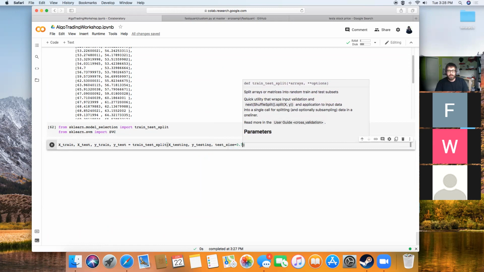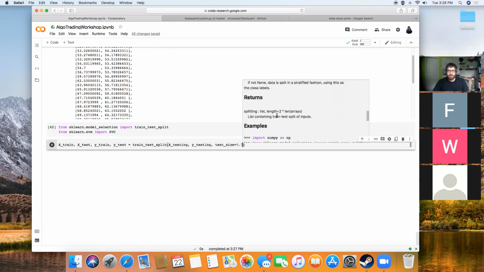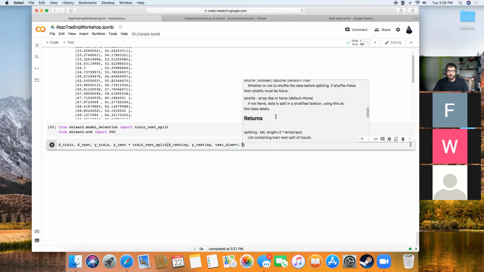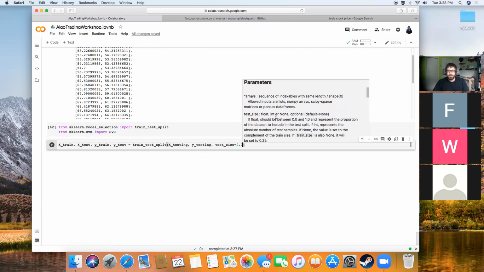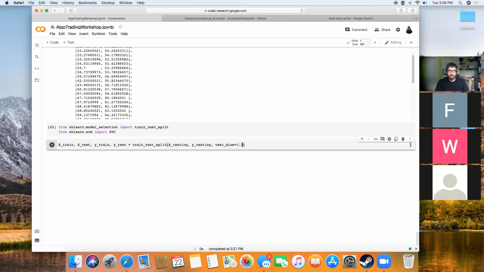Actually, test size. That's too much for testing. Okay, let's make it 0.3. So the test size would be 30% of our data.